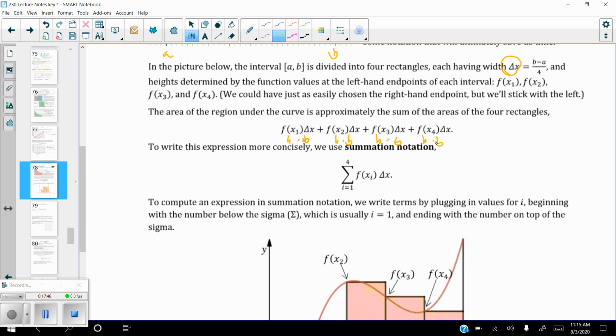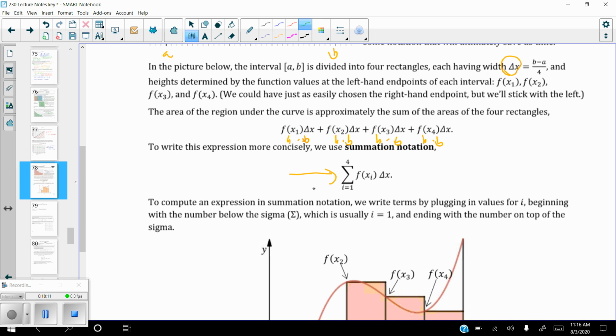Well, it's obviously tedious, even the way I just wrote it there, f of x1 delta x plus f of x2 delta x. Again, if we had 100 of those, that would be a very long way to write it out. So we've come up with a shorthand notation, which is called summation notation. Anytime you see this capital sigma, which is a Greek letter, it means to add. You're going to add up a bunch of things.